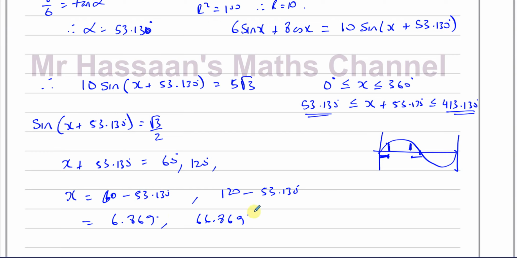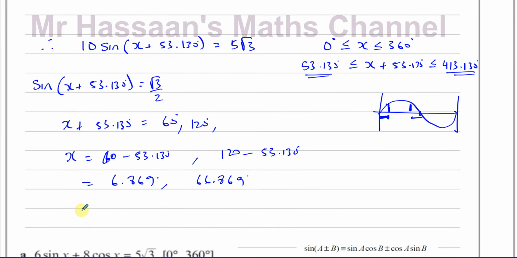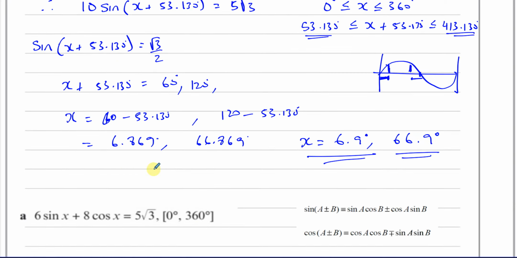66.869. All right, so therefore, of course, our answers in degrees should be to one decimal place. So we can say x equals 6.9 degrees and 66.9 degrees. All right, so that's the solution to this in that method that we use.